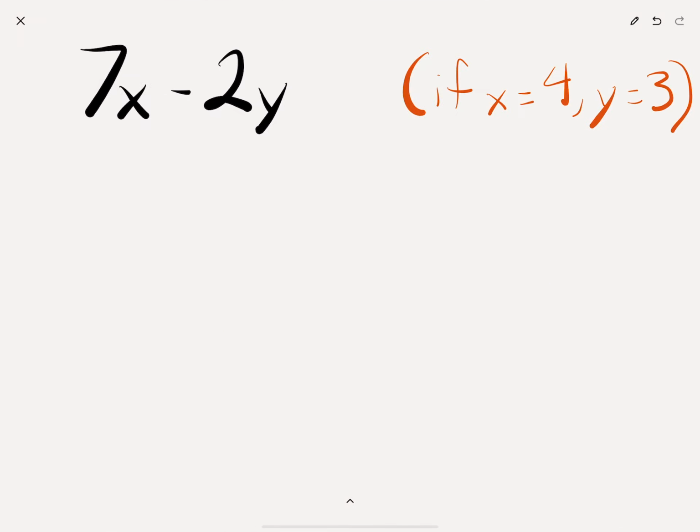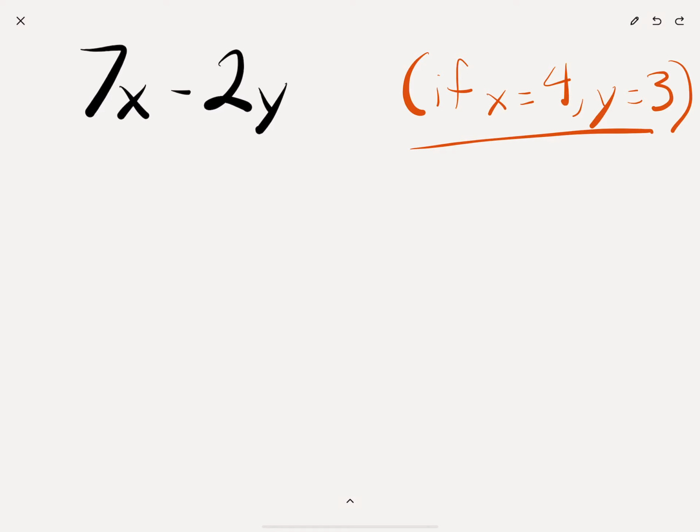Okay, I have an algebraic expression, 7x minus 2y, and I have two variables in this expression, x and y. And if you look over here to the right, I have given you the value of both of these variables. X is equal to 4 and y is equal to 3. So what I'm going to do is rewrite this expression, but in place of those variables, I'm going to write the value of the variable that I've given you. One important thing to remember is that when you have a number, which we call a coefficient, this 7, and a variable right beside each other, the operation going on there is multiplication.